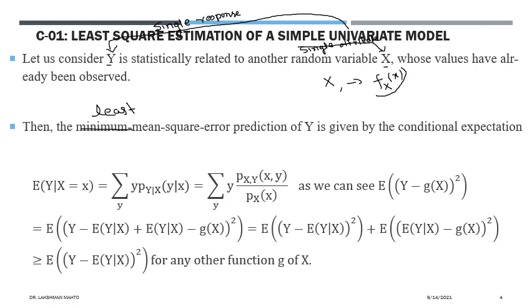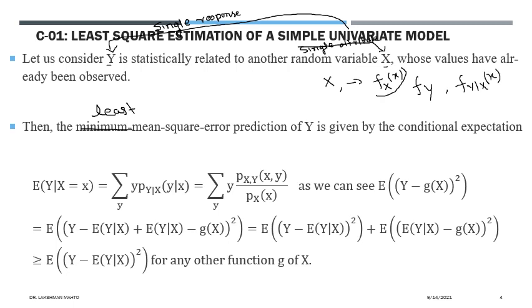Now based on that, we don't know f of y. We want to know the distribution, but directly this one is very difficult to calculate. So in place of calculating the distribution of y, since there is a dependency of y on x, we can calculate the conditional distribution of y given x.